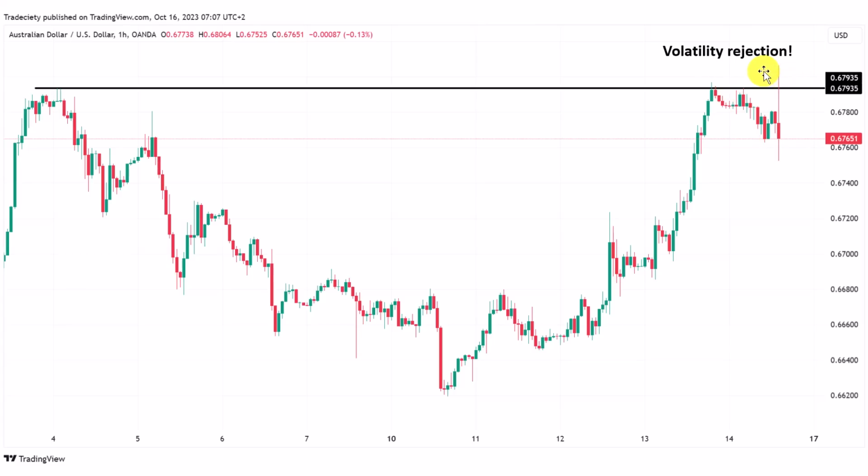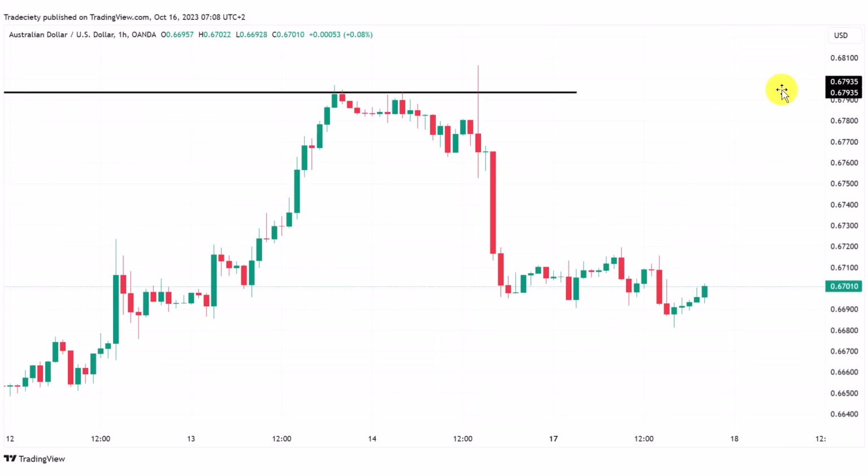At this point, it doesn't look like a good buy opportunity anymore. The market seems to have failed trading above this area, and when the market poked above this level, it got rejected. So there's a lot of selling interest here at the highs, and then the market collapses and moves lower.